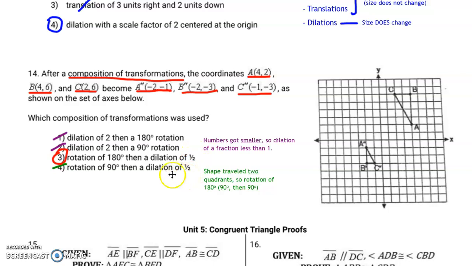Now I have to figure out which kind of rotation it was, either a rotation of 180 or a rotation of 90. You can see in the graph here that ABC went 2 different quadrants. It went to this quadrant here, and then this quadrant here. It traveled 2 different quadrants, which means it rotated not only 90 degrees. If it rotated 90 degrees, it would be down here. It would rotate 180 degrees, which means it comes here to this quadrant. 2 different quadrants means 2 different 90-degree rotations. That means it's 180 degrees of rotation. That's why I got choice number 3.